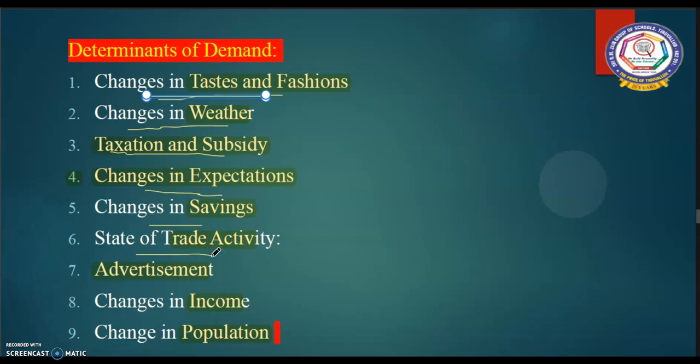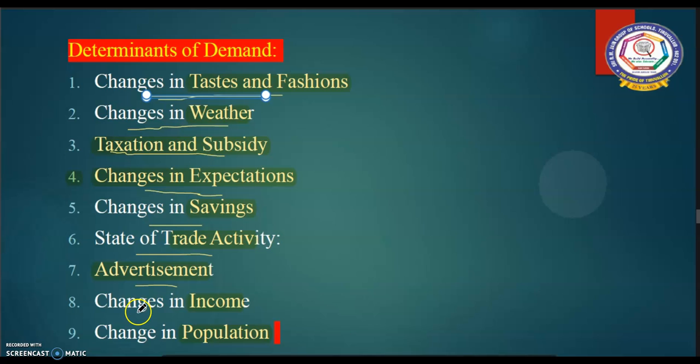Next one, state of trade activity. During periods of prosperity, the demand for all commodities tends to increase. So people will be tempted to buy. On the contrary, during times of depression, if there is an economic crisis, there is a general slackening of demand. Next one, advertisement. Especially in advanced capitalistic countries, advertising is a powerful instrument for increasing the demand in the market.